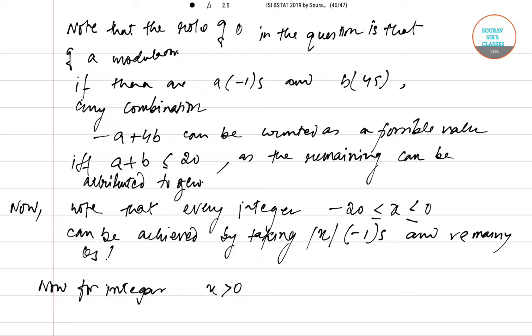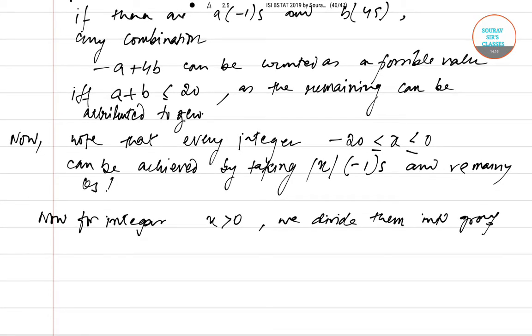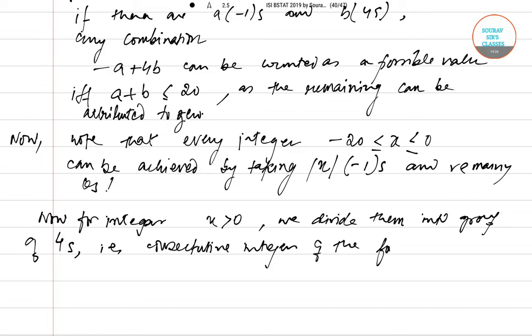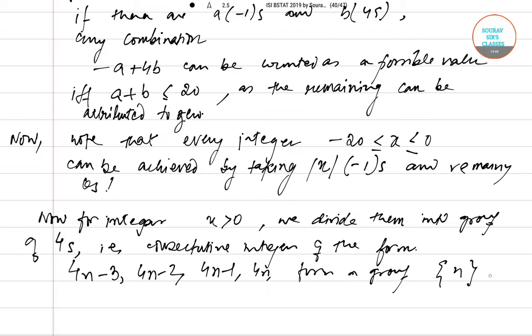Now for integers x greater than 0, we divide them into groups of four consecutive integers of the form 4n minus 3, 4n minus 2, 4n minus 1, 4n. In this form a group is formed, say group n, and an element can be written as 4n minus k, where k belongs to 1, 2, 3, 4.